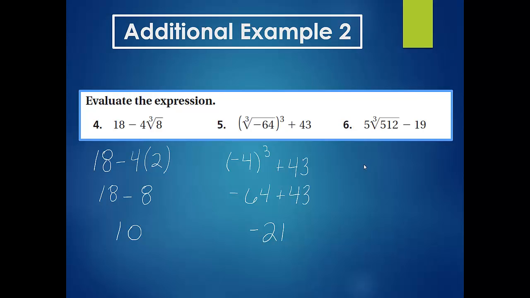For number 6, we have 5 times the cube root of 512 minus 19. So we're going to have 5 times, and the cube root of 512 would be 8. 8 times 8 is 64, and 64 times 8 is 512. So we're going to have 5 times 8, and then minus 19. 5 times 8 is 40, and then 40 minus 19 would be 21.